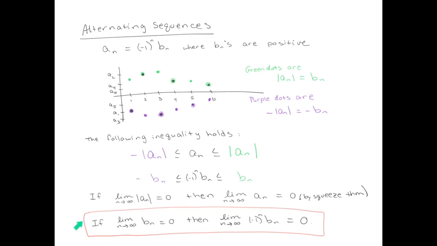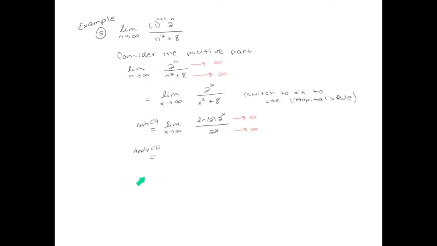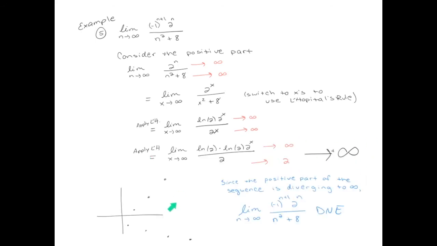So here's the rule that we've established. If the positive part of the sequence approaches 0, then the alternating version with the plus minus included also approaches 0. Let's for the moment just ignore the plus minus that's alternating and just look at the positive part of the sequence. Why don't we use L'Hopital's rule? We can apply L'Hopital's rule again. Infinity over 2 approaches infinity. We determined that the positive part goes to infinity. So the picture looks something like this.